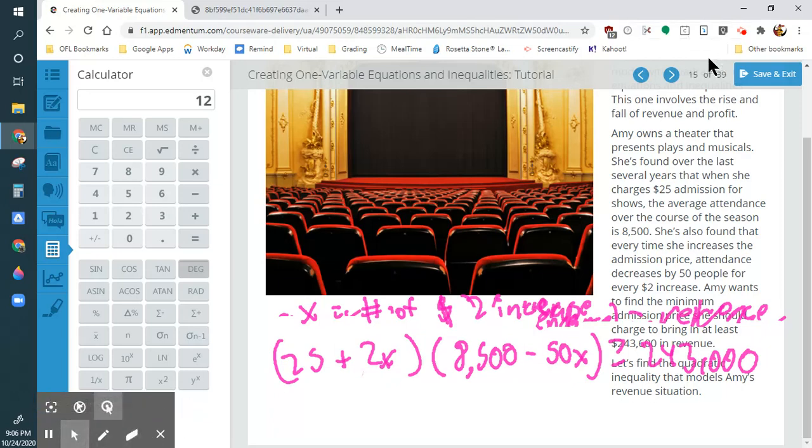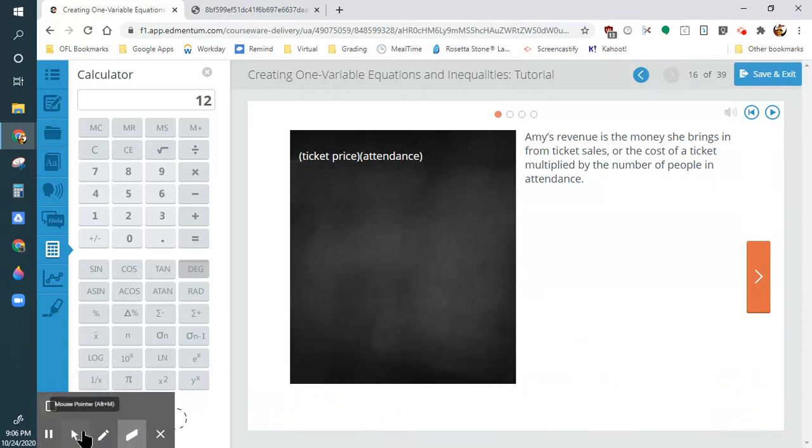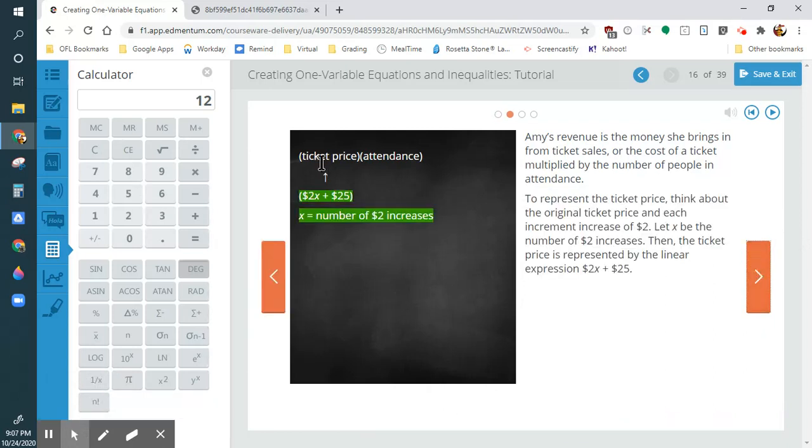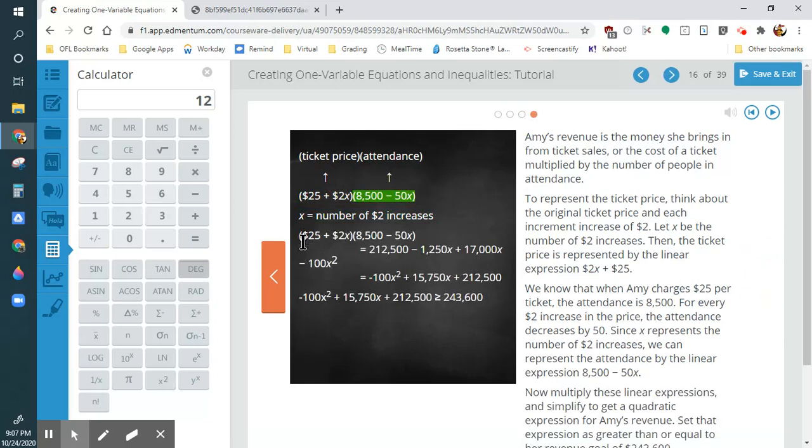So let's get into the problem itself, and they're going to break everything I just did down. So ticket price times attendance, we're going to do that. That's for the price increases, and this is for attendance. It's going to go down for every one of those increases. Now they're going to multiply it out for us.